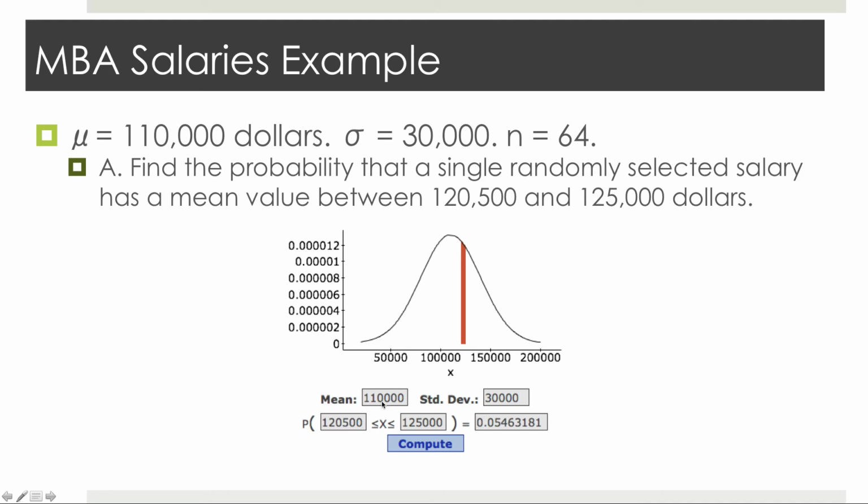So we can input the mean of 110,000 and the standard deviation of 30,000 and ask it to compute the probability that a randomly selected salary will be somewhere between 120,500 and 125,000. It turns out that's 0.0546. And that's represented by this shaded area under the normal curve. So roughly 5.5% of all salaries 10 years after graduation will be between $120,500 and $125,000. Keep in mind, this could only be done because we were told that the population data is normally distributed.